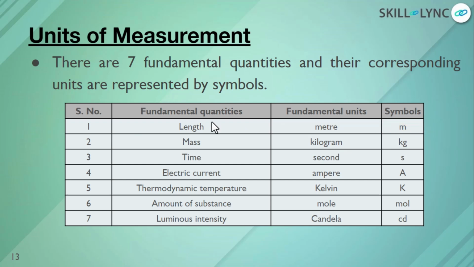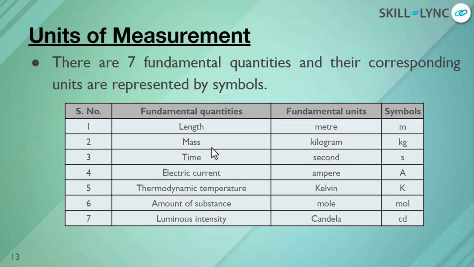The second fundamental quantity is mass. The fundamental unit of mass is kilogram. The kilogram is represented by the symbol kg. The third fundamental quantity is time. The fundamental unit of time is second. The symbol of second is s.